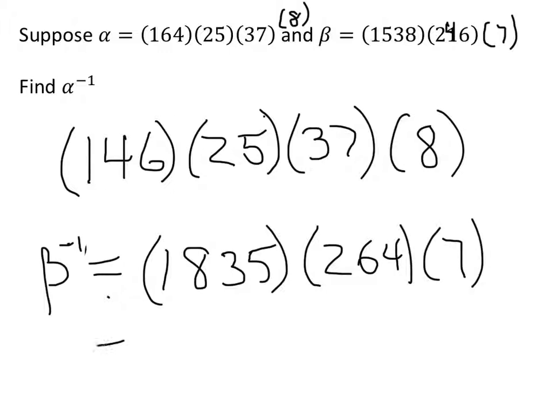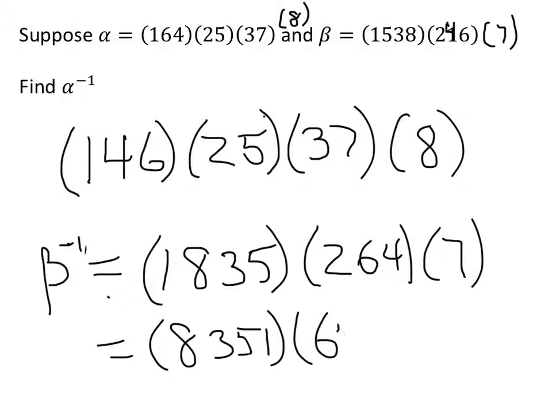Now, another way you could write this, actually, is rather than write the first element first and then do everybody else backwards, you can just take the entire cycle and go backwards. So the cycle went 1, 5, 3, 8, we'll just go 8, 3, 5, 1. And the other one goes 2, 4, 6, we'll go 6, 4, 2.